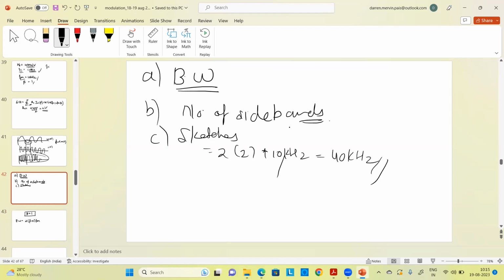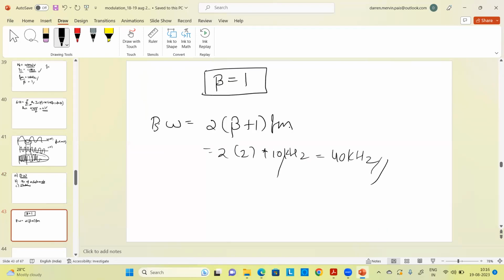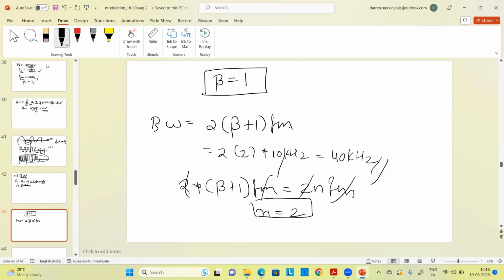Fine. The next thing is the number of sidebands. We had done this earlier also. I'm doing nothing different. Agreed? Please take some time and try to digest it. If you're not understanding, let me know. Yes, understood. This is the number of positive sidebands.